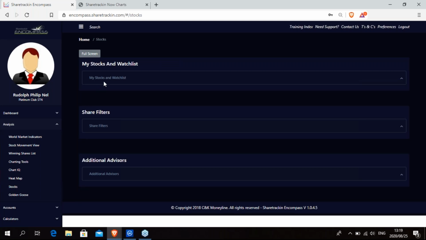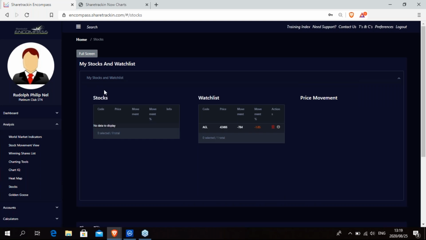But my stocks and watch list basically right at the top here. Just quickly want to show you here. So any shares that you've bought would go right here by your stocks, and everything that you've added onto your watch list, once again, right there, it will go and add it onto your watch list.